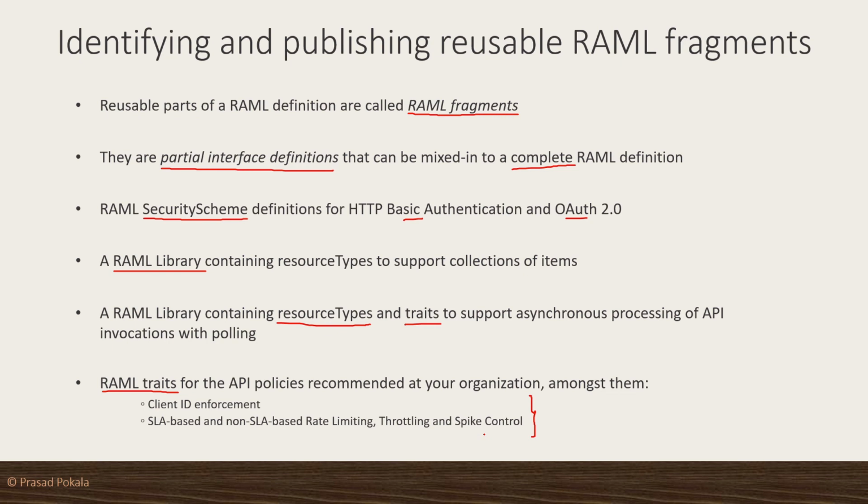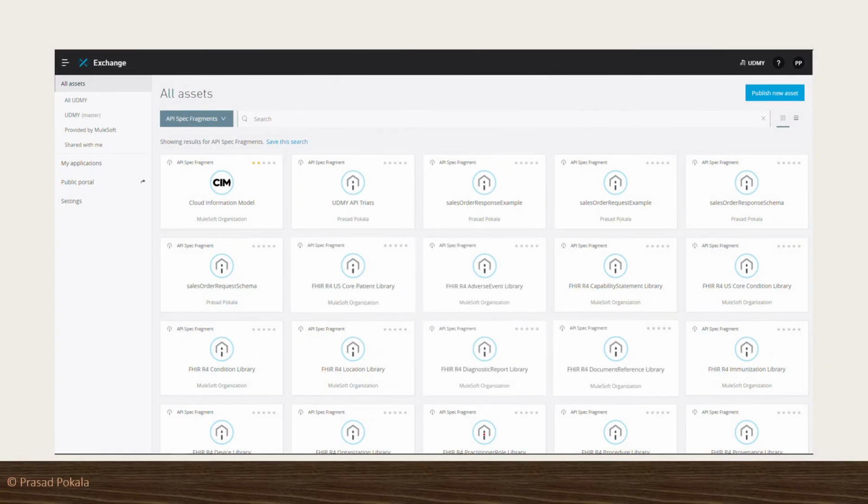These RAML fragments are represented in the Anypoint platform in two places, like we have seen before: the Anypoint Design Center and the Anypoint Exchange as an asset. The fragments can be designed in the Design Center just like the actual RAML, and they can also be published to the Anypoint Exchange. This makes them discoverable and reusable within the application network. You can see a sample snapshot here of the different fragments on the exchange and how they can be discovered.